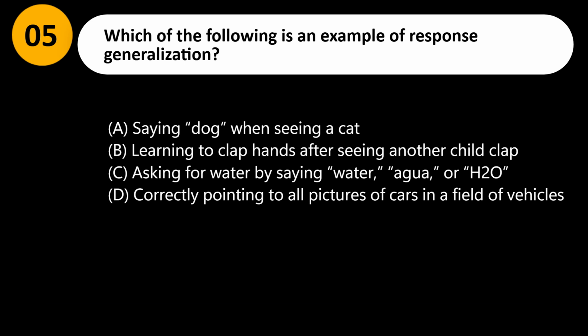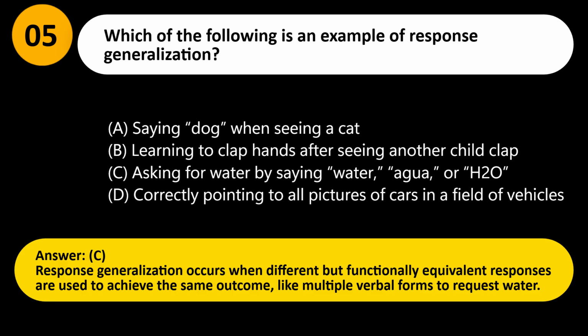Answer C. Response generalization occurs when different but functionally equivalent responses are used to achieve the same outcome, like multiple verbal forms to request water.